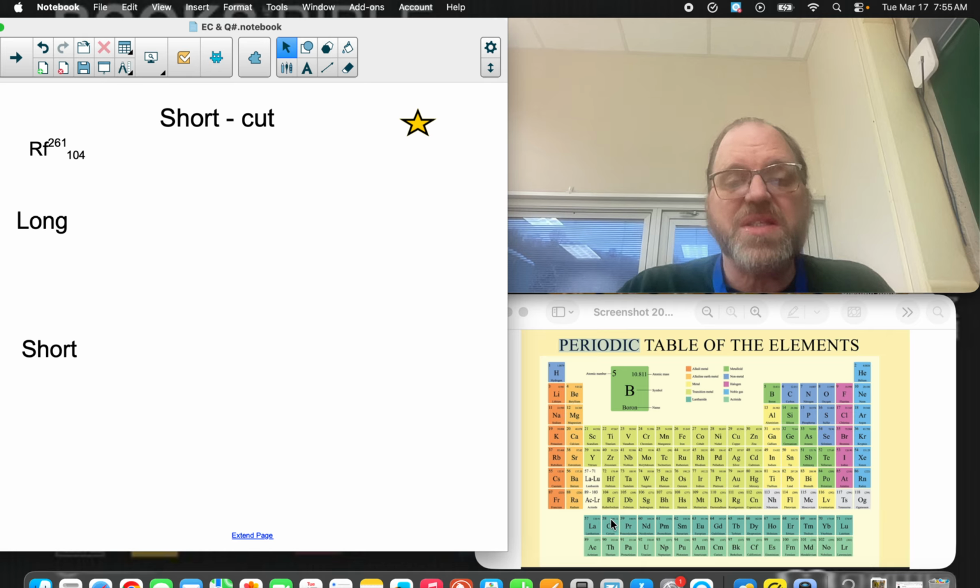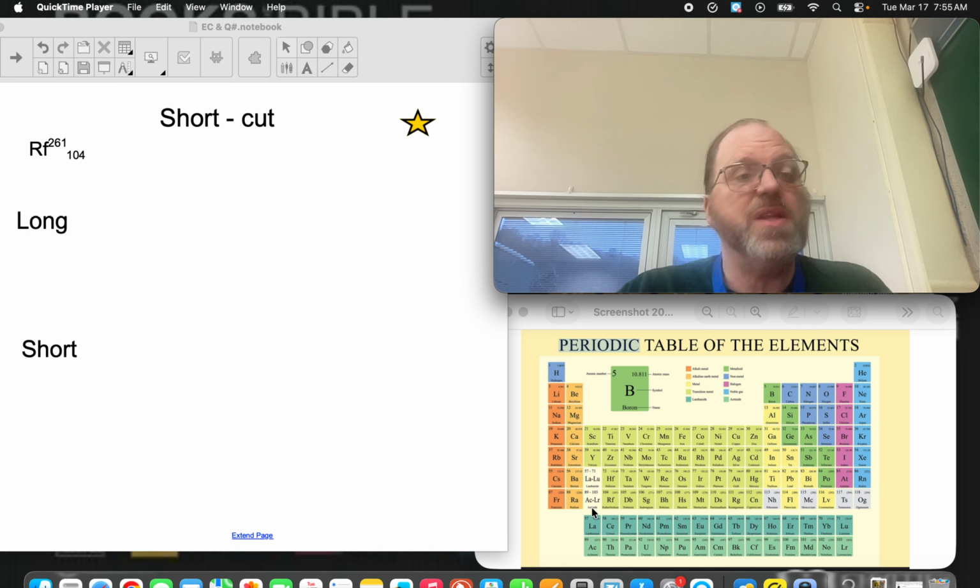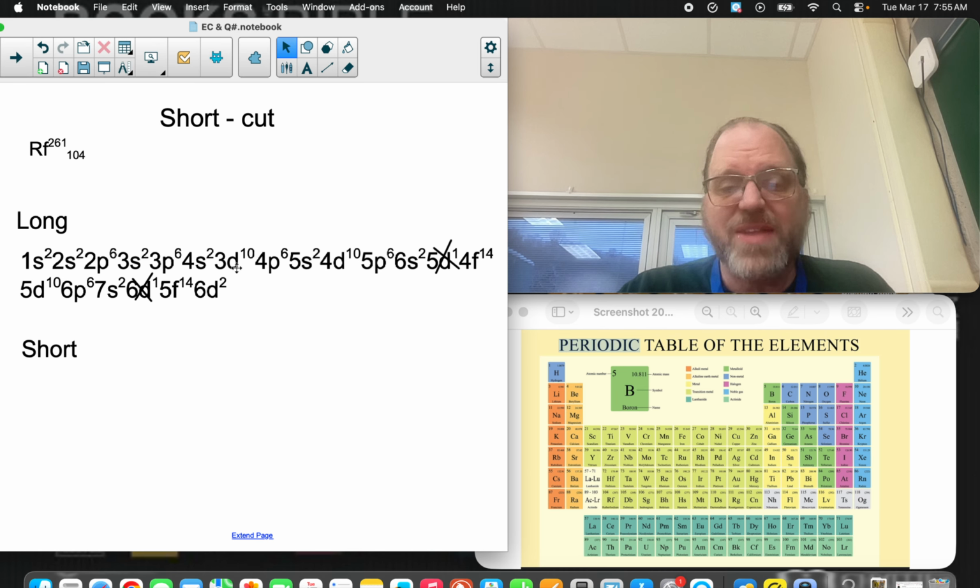5f14, cross 6s2 off, and we get 6d1, 6d2. Now, I said we take the last noble gas before that. The last noble gas before Rutherfordium is radon. So we take radon, 222 over 86, then 7s2, 6d2, 5f14, with 5d10 crossed out.